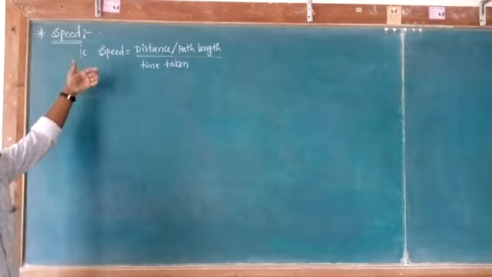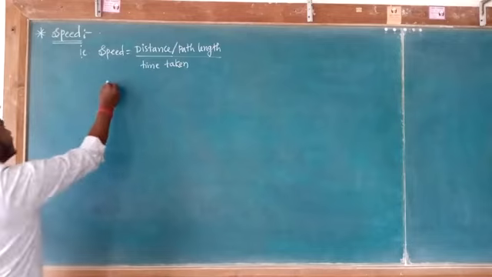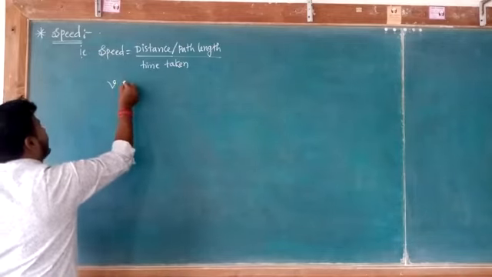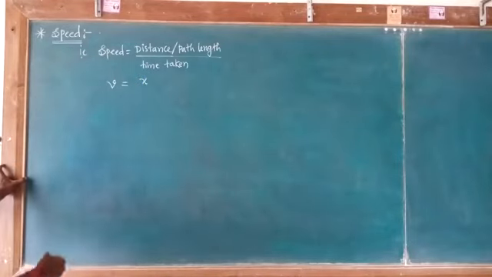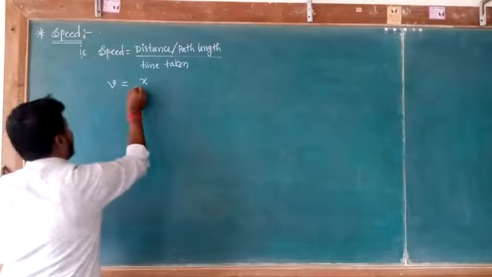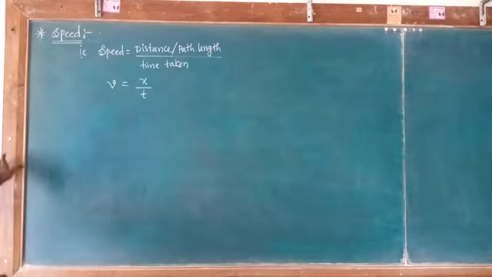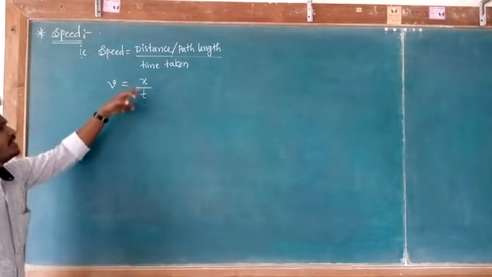Speed can be understood by means of a mathematical representation. Speed is denoted by v. The distance covered by a body, or path length, let it be x. The time taken by a body to cover that distance, the time interval, let it be t. So v is equal to x divided by t.